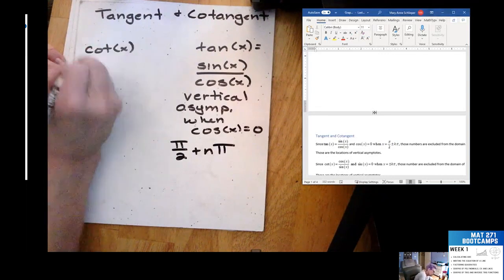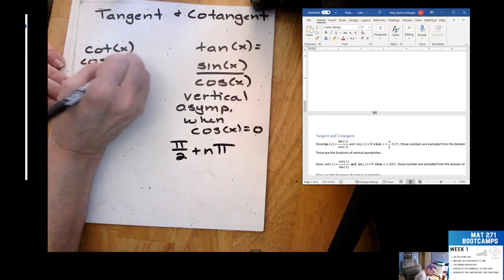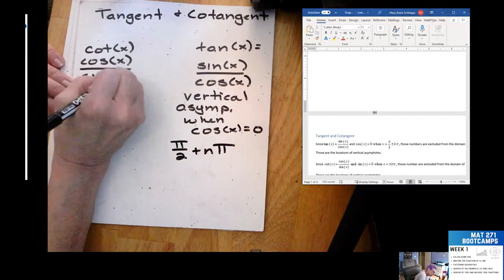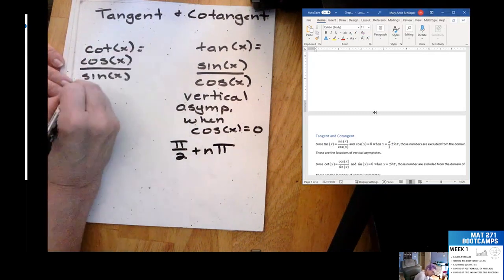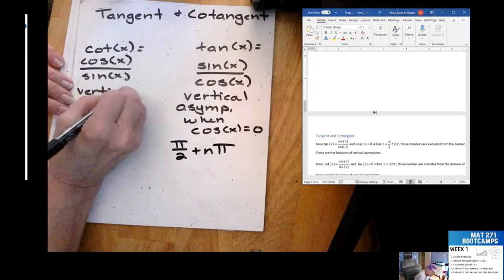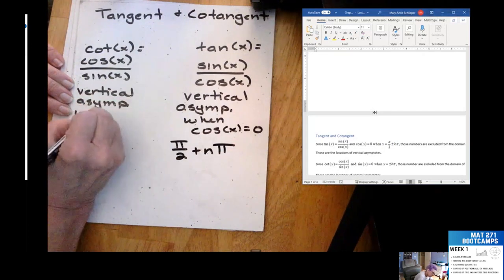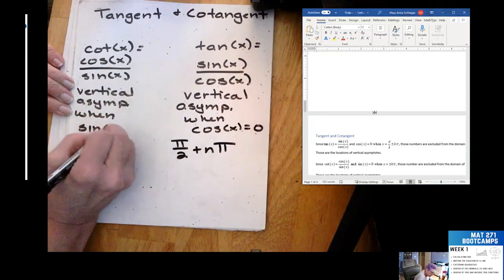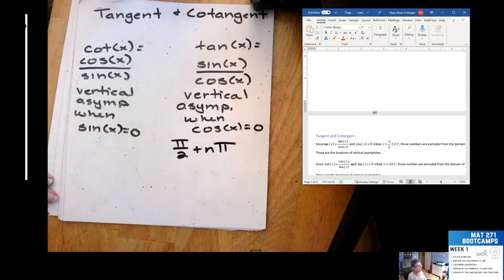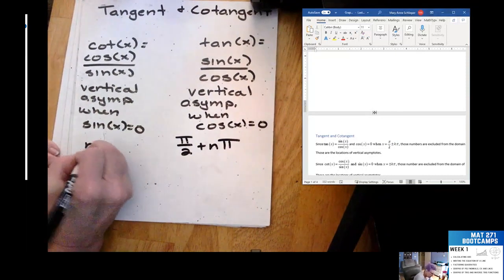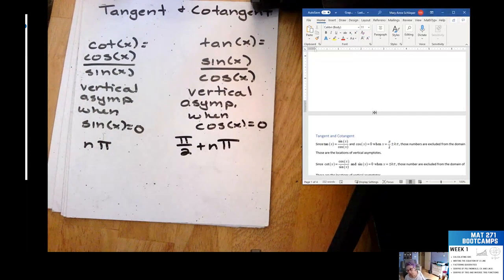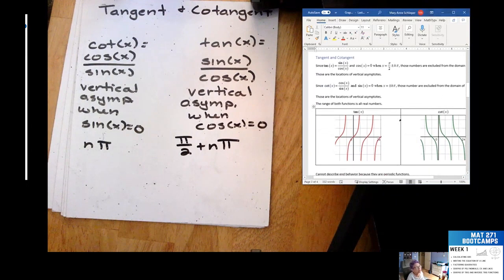Cotangent is equal to cosine over sine. So it has vertical asymptotes when sine of x is equal to 0. So that is any integer multiple of pi. 0, pi, 2 pi, 3 pi, 4 pi, 5 pi. And there's the pretty pictures.